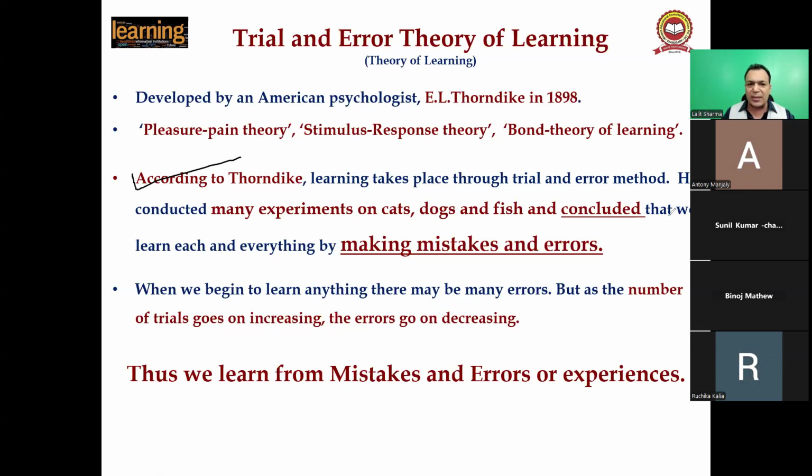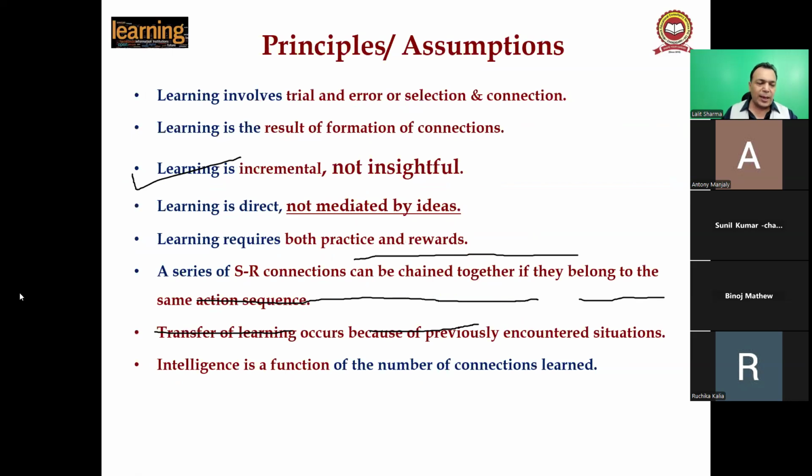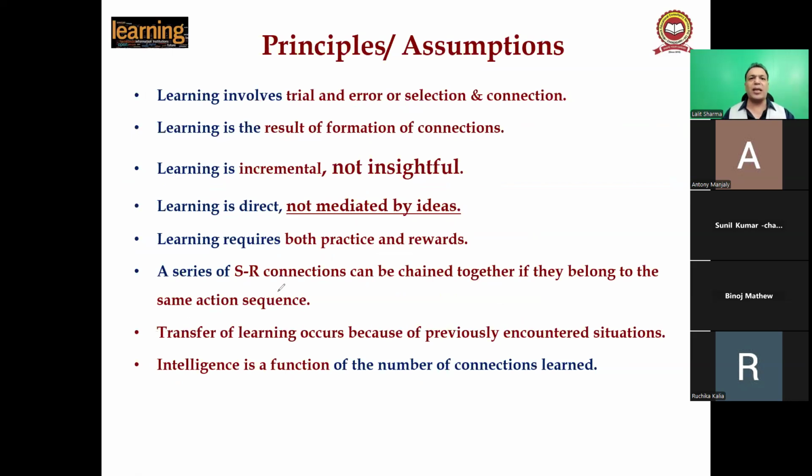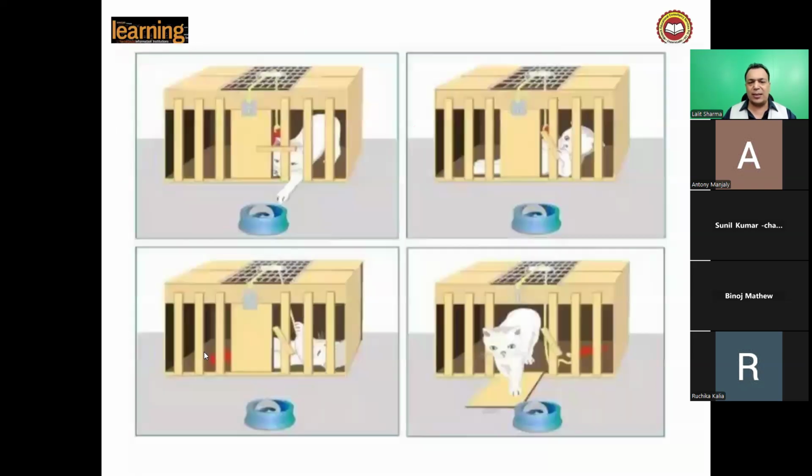He conducted many experiments. Then he concluded that everything we learn, we learn by making mistakes and errors. If we begin to learn anything, there may be many errors. So there were a lot of errors in the starting for the cat. But as the number of trials goes on increasing, the errors go on decreasing. So ultimately, the cat was trained, and within a second, he pressed the lever and came out of the cage and got his reward.